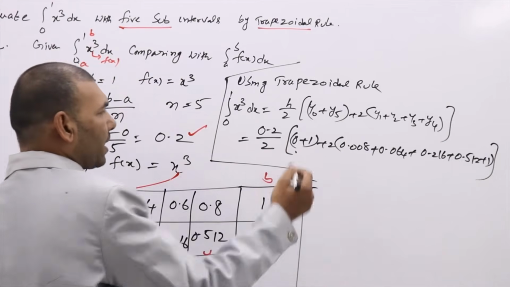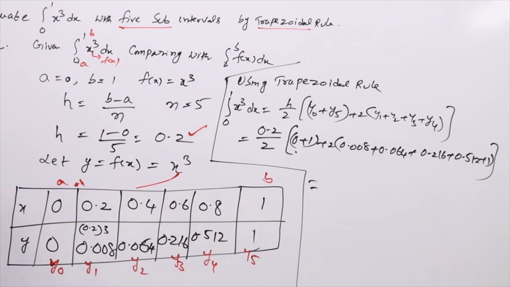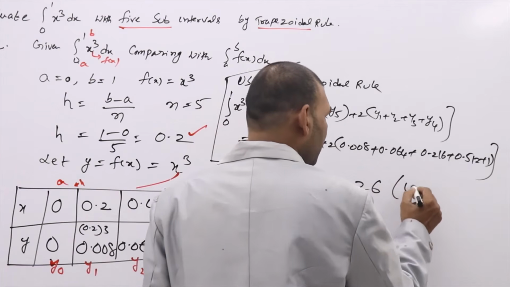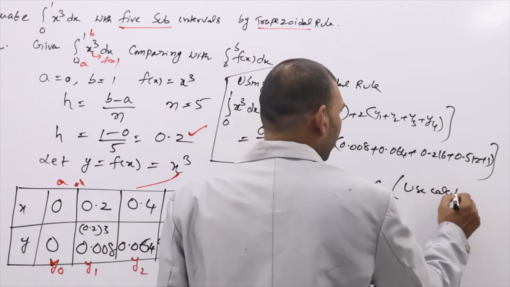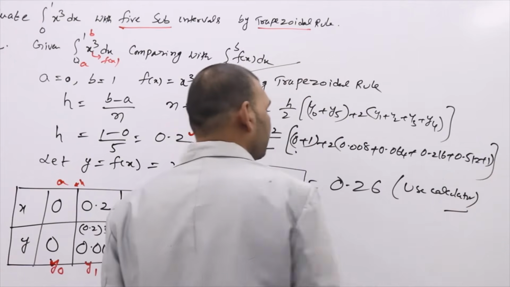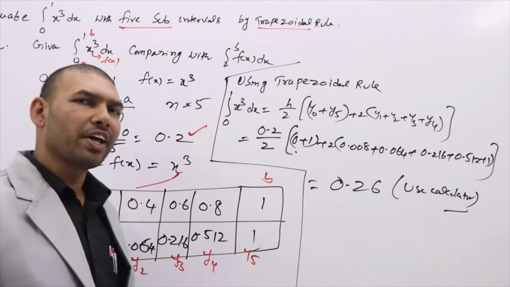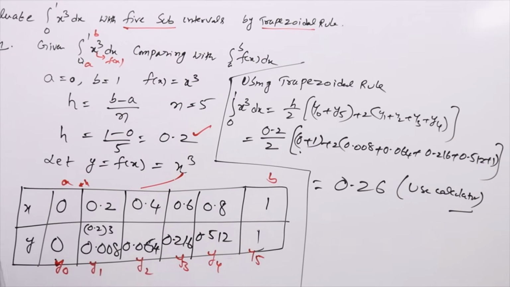Use calculator to evaluate these all. If you use your calc, you will get 0.26. Use calculator. Okay, any doubts you may express? Very easy, very important. Very easy, everyone can understand.